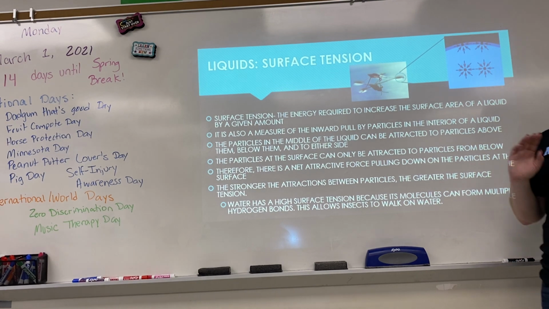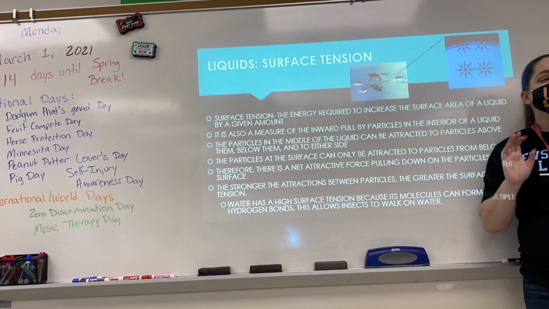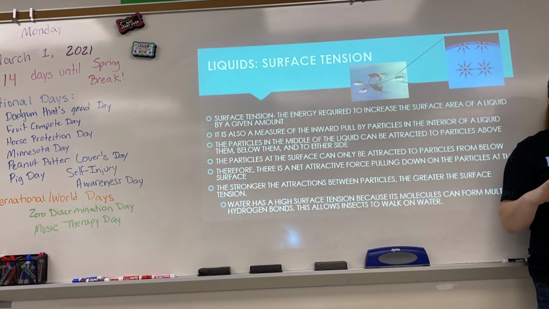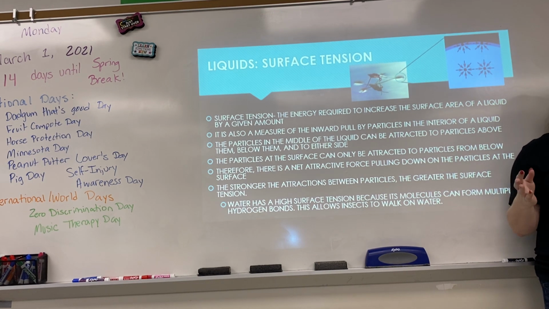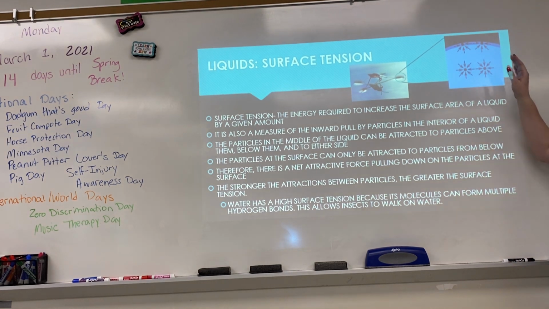So what kind of unique properties does it have in its liquid form? Because if you do not know, water is a very weird substance, and it does not obey the rules that it should obey. But because it doesn't obey those rules, that is why we are literally here on this earth. Okay? So water is a very weird substance. It does not obey the laws that it should obey. One of those things being surface tension.